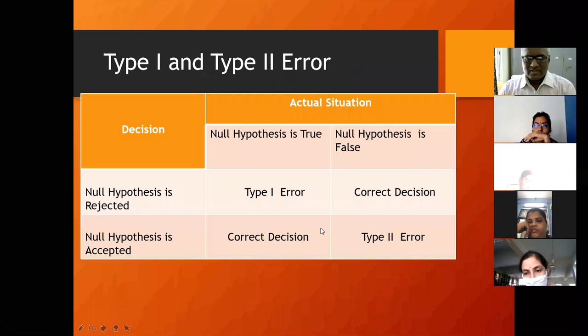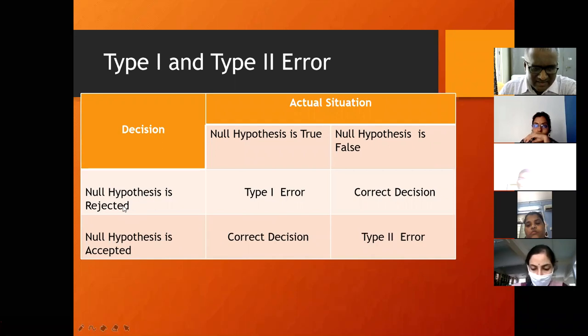Suppose you look at this table here. The decision is given on the left side. Null hypothesis rejected: if the null hypothesis is true, it is a type 1 error. Null hypothesis rejected, it is false: correct decision. If the null hypothesis is false and you have rejected it, you are making a correct decision. If the null hypothesis is true but you are rejecting it, it is a type 1 error. Null hypothesis accepted, it is true: correct decision. Null hypothesis accepted, it is false: it is a type 2 error.